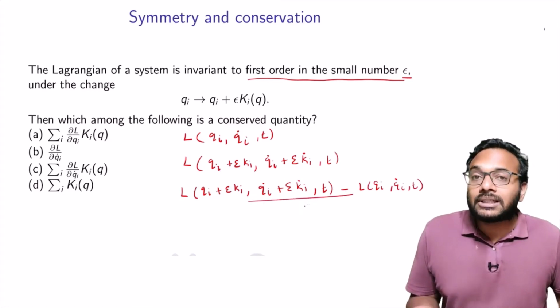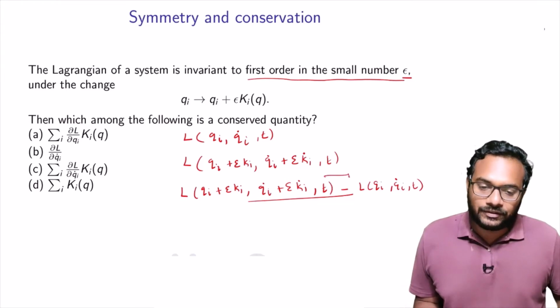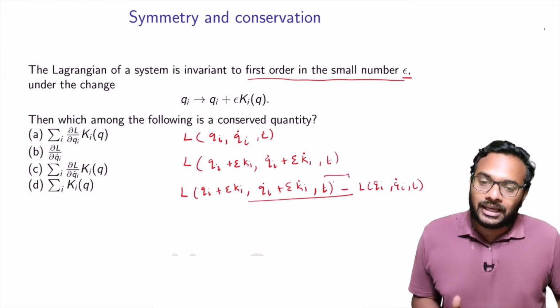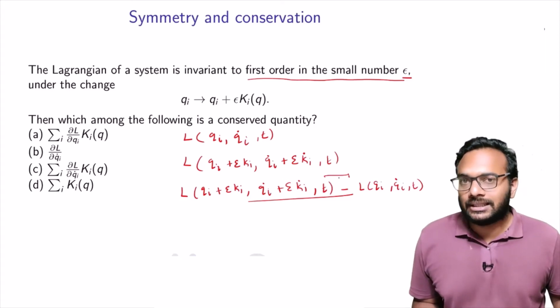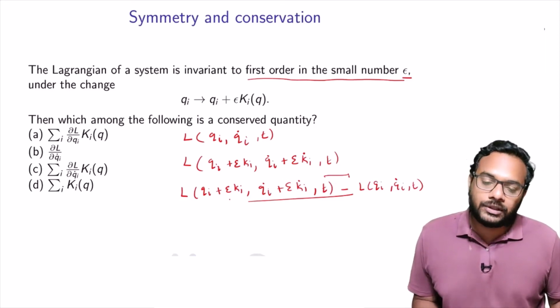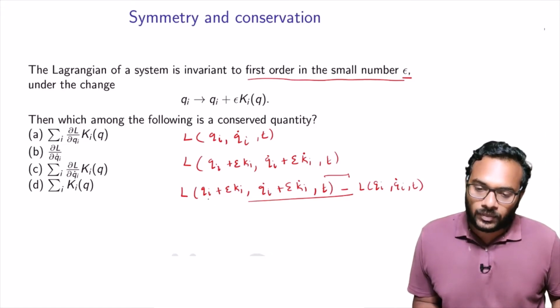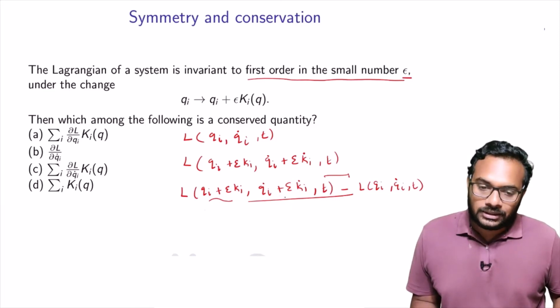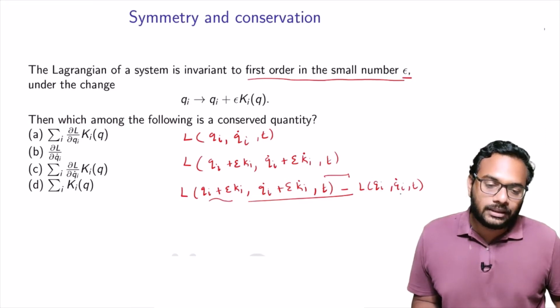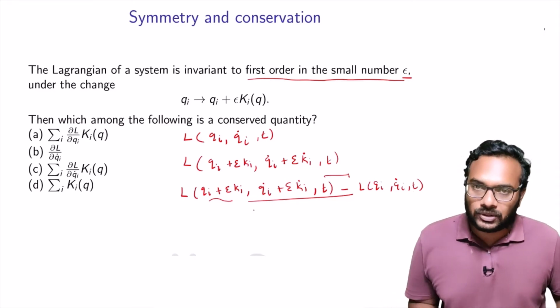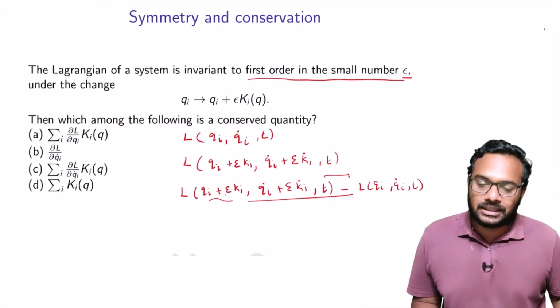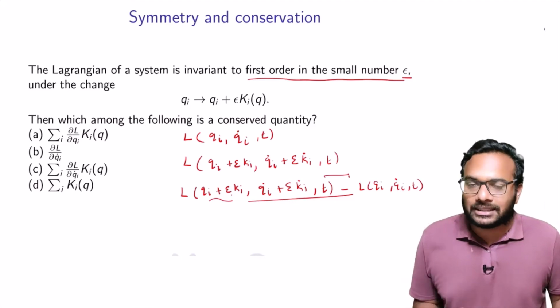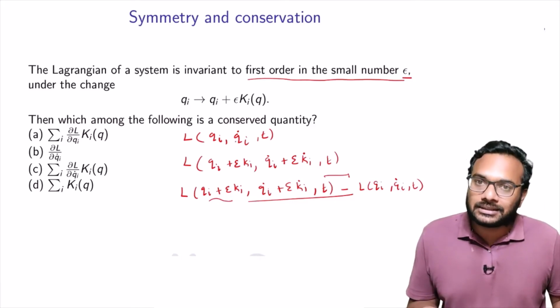If in this difference there are no terms up to first order in epsilon, then we say that the Lagrangian is invariant up to first order. One way to do this is to make a Taylor expansion. You can write it as L of qi, qi dot, t plus the first order, second order terms in epsilon, etc. Then subtract L from it, and demand that the first order terms are 0 and see if there is a conserved quantity. That's what we need to do.